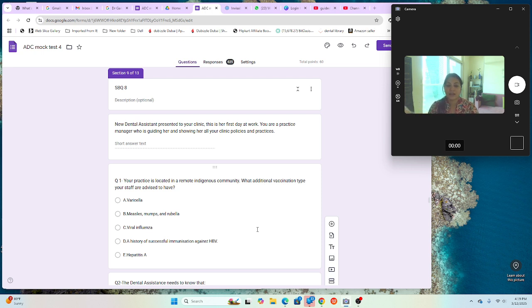Now, what additional vaccination type are your staff advised to have? A very specific question. What additional vaccination? Meaning she already has some set of standard vaccinations which as a healthcare provider she's supposed to have. But because she is going to practice now in a remote indigenous community, she's supposed to have an additional vaccination which is mandatory in those areas but probably optional in other areas.